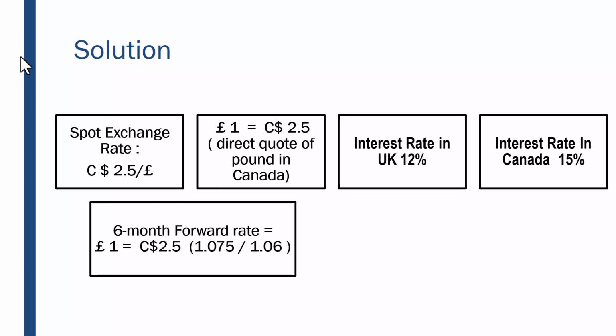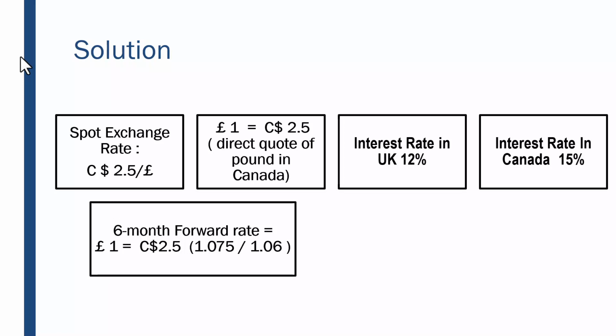Or I will write it here. Now, 1 pound equal to Canadian dollars 2.5. Is this the currency rate? It is given or something else? Here. Okay. Now what we do is we multiply this.